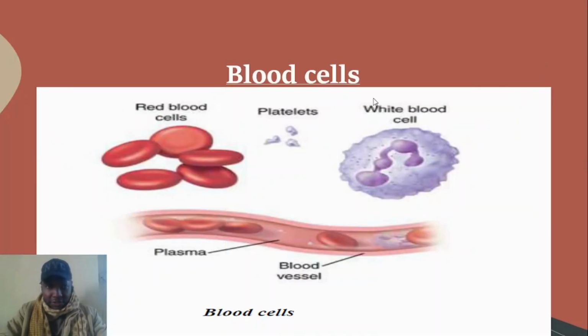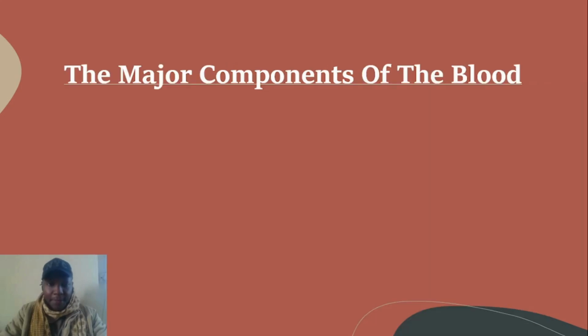Now here you can see the blood cells. This is an illustration of the red blood cells, the platelets, and the white blood cell. As you can see, this is how they can be drawn, and here is how they can flow within the blood vessel. So all these are the blood cells.